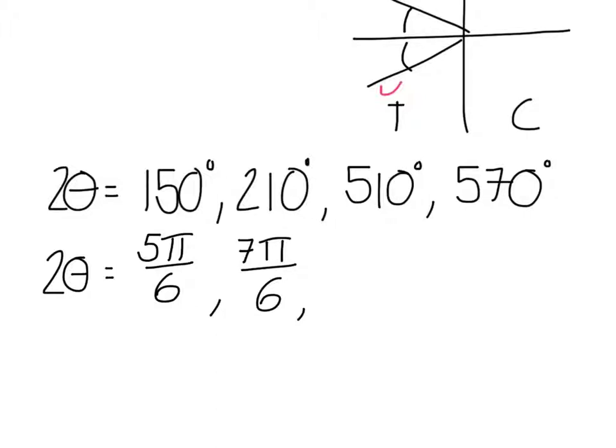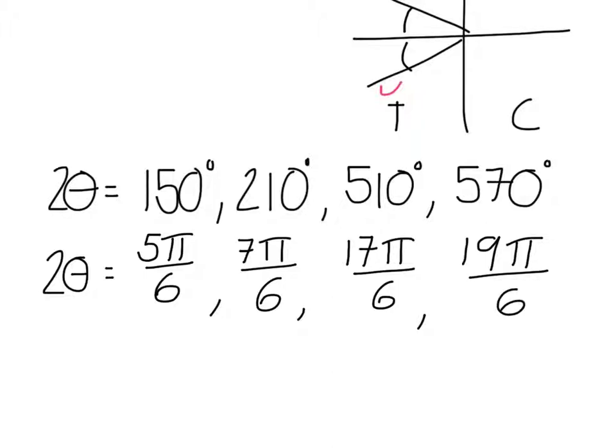510 degrees is 17 times 30, so that's 17 pi over 6. And 570 is 19 times 30, which is 19 pi over 6. So we want to solve for theta, which means we have to divide each of our values by 2. So 5 pi over 6 divided by 2 is the same as multiplying by 1/2, which gives us 5 pi over 12.